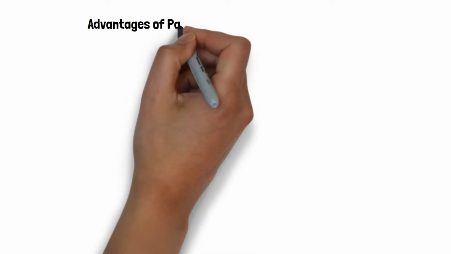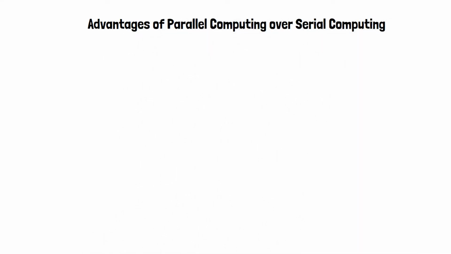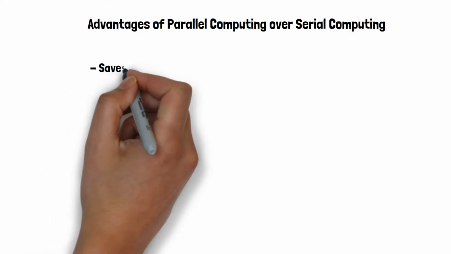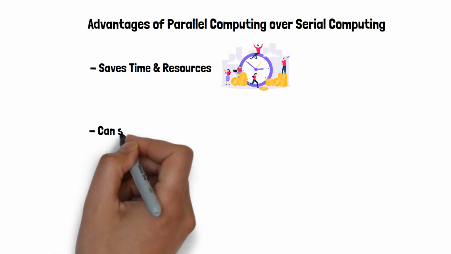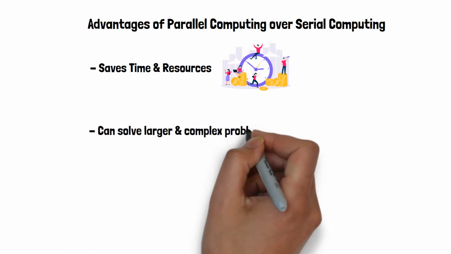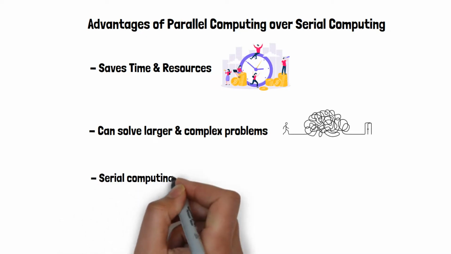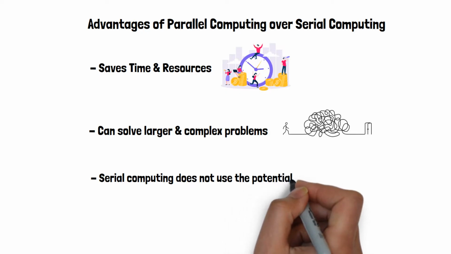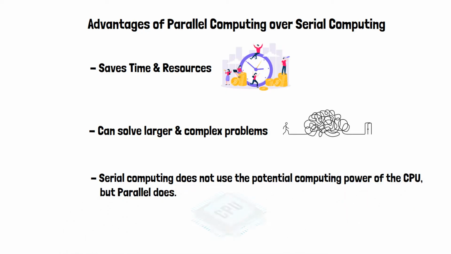Advantages of parallel computing over serial computing. Parallel computing saves time and resources, as many resources working together will speed up the execution. Parallel computing can solve larger and more complex problems. Serial computing does not use the potential computing power of the CPU, but parallel computing does.